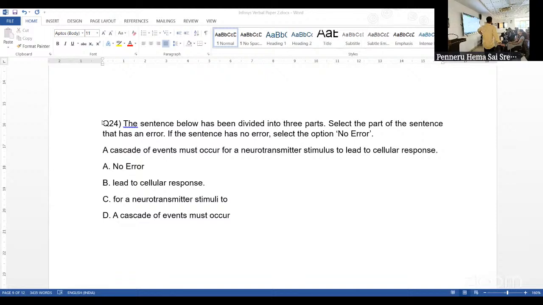What is the subject for occur or lead? Tell me what are the subjects in the sentence. Correct. No, cellular response will become an object. So cascade of events must occur. This is satisfied, right? Now in the sentence, what is there? For a neurotransmitter stimuli to lead to the cellular response. So stimulus should be changed to stimuli, then it will remain as it is.